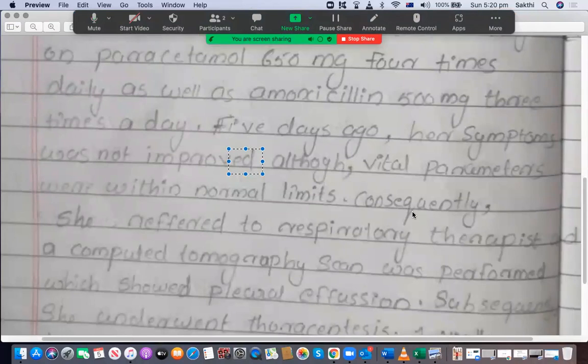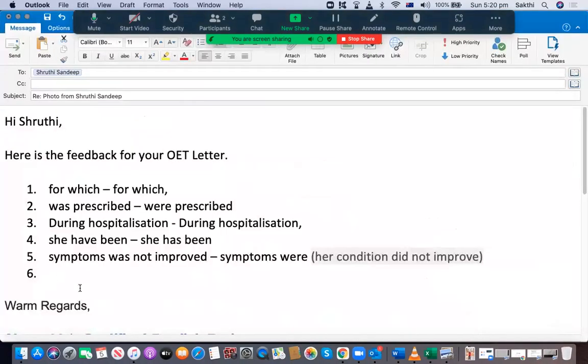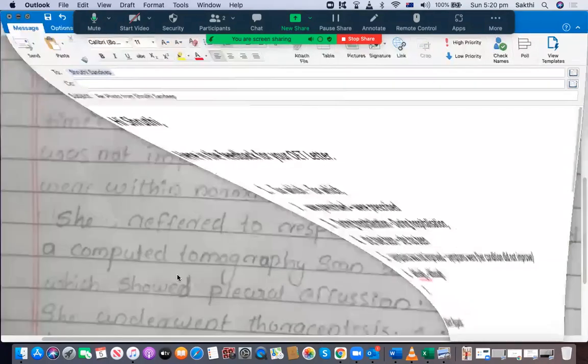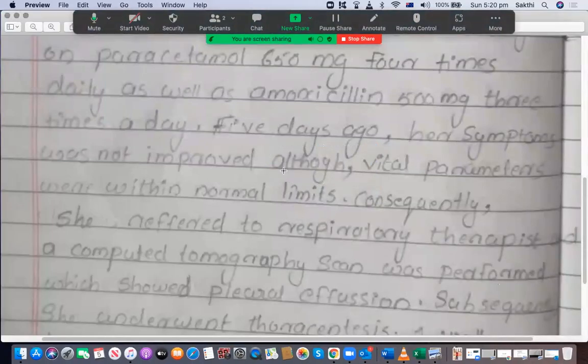Although is an inappropriate phrase to be used here. And the other thing is it has a spelling mistake. It should come with the UGH, but you have written it differently. All right, so it's although. There should be another mistake where you have placed the comma, because although is not a connecting phrase. You should remove this. Vital parameters were within normal limits.